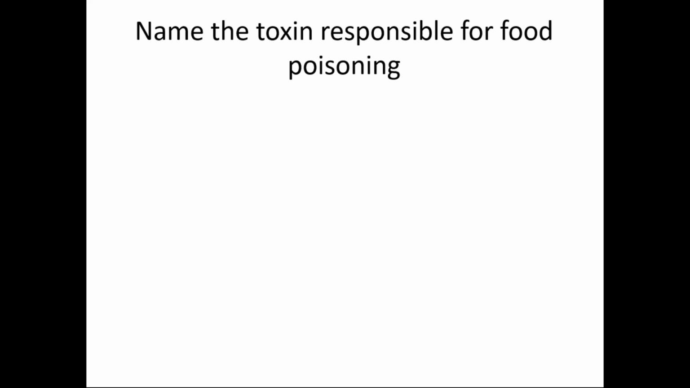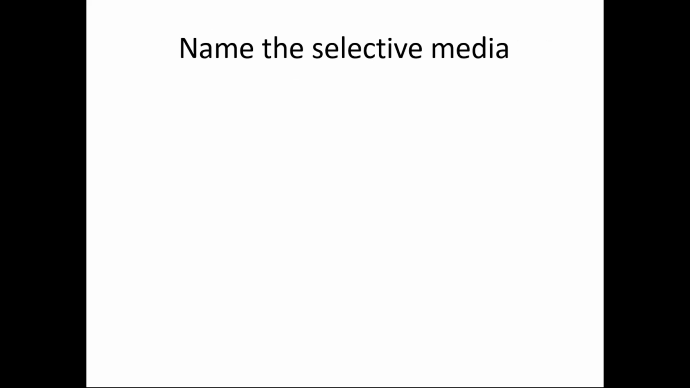Next, we have known about different toxins. Which toxin is responsible for food poisoning? Food poisoning by Staphylococci is caused by which toxin? Answer. It is caused by enterotoxin type A. Okay, got it? So food poisoning is caused by enterotoxin type A. Next one. Name the selective media which is employed for the growth of Staphylococcus aureus? Answer. Mannitol salt agar.